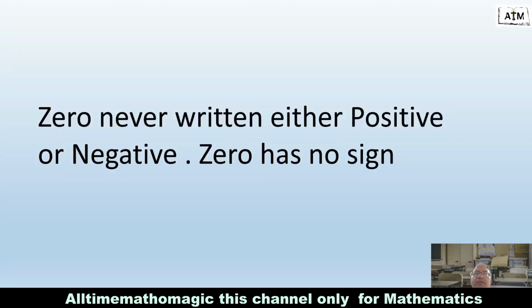0 is never written as either positive or negative. 0 has no sign. No plus is attached with 0. No minus symbol is attached to the 0. 0 is alone. 0 is not positive, 0 is not negative, 0 is 0. That means never write plus 0 or minus 0. Write 0, only 0. No plus, no minus.